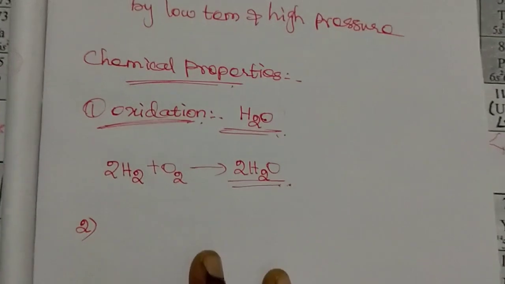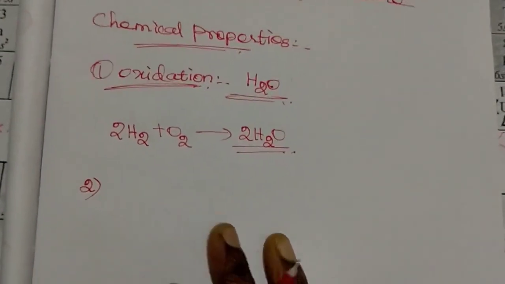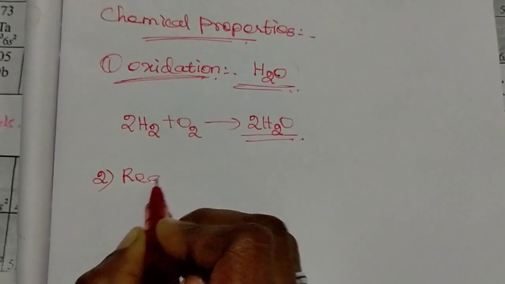The second chemical property of hydrogen is reaction with halogens.